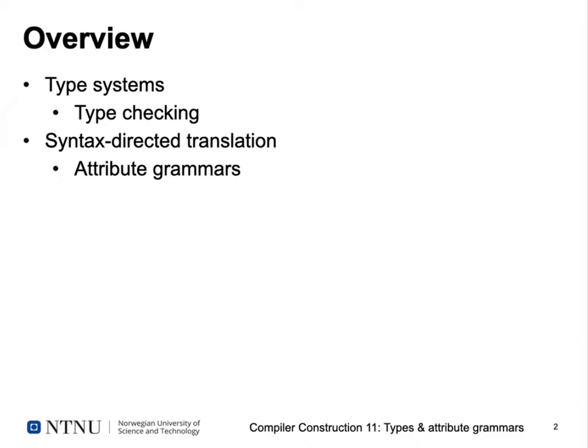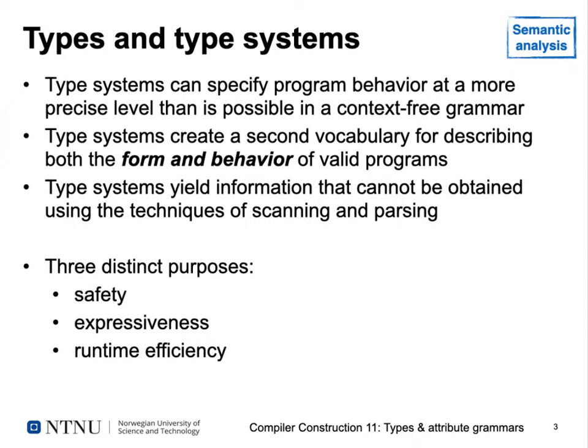So first we'll talk about type systems and type checking, and afterwards we'll discuss syntax-directed translation and the related attribute grammars today. So why do we need type systems?